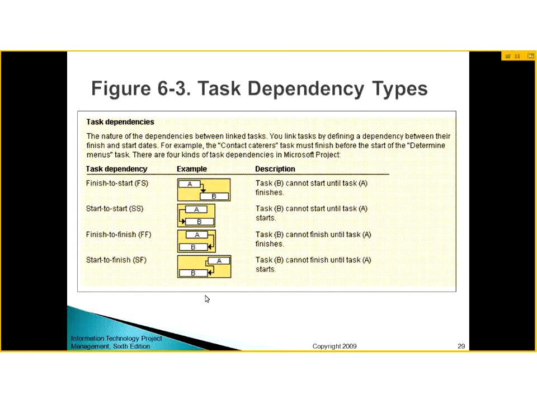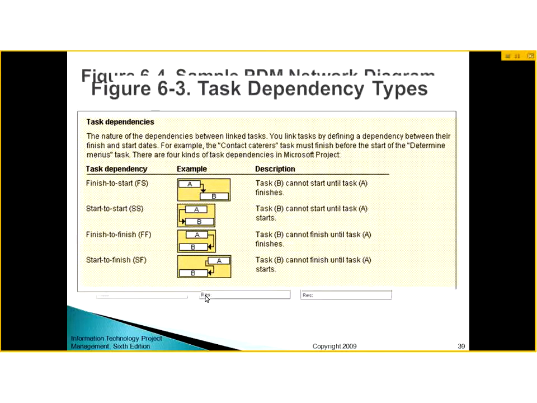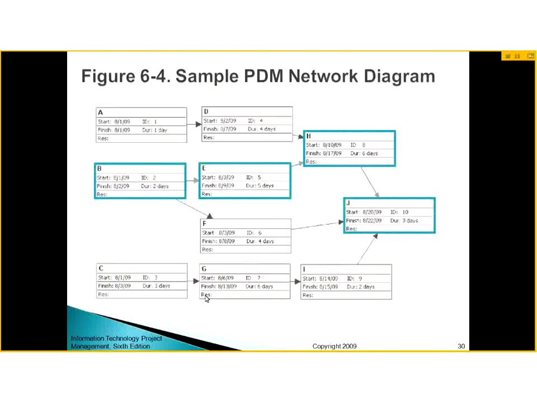Now you can see that you can show different types of dependencies by using the arrows. How you structure the arrows and place them depicts the type of dependency. This is more popular and more detailed, because in the arrow diagramming method you are able to show only one type of dependency, but in this diagram we can show 4 types of dependencies.